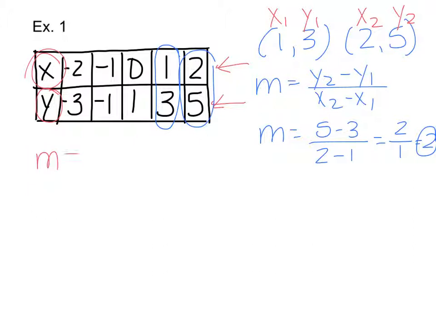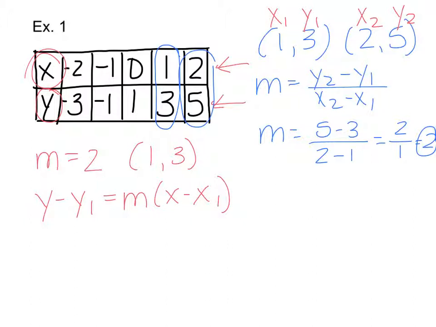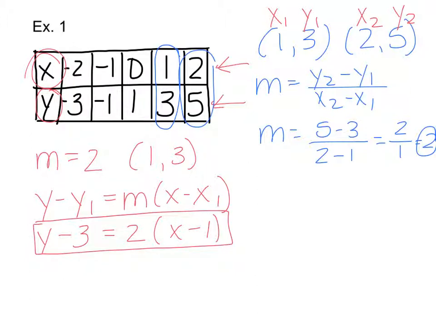So I've got my slope of 2. I've got my ordered pair of 1, 3. And since I have the point and a slope, I'm going to put it in point-slope form. y minus y1 equals m times x minus x1. So subbing in those numbers, it'll be y minus 3 equals 2 times x minus 1. And that would be it for point-slope form.